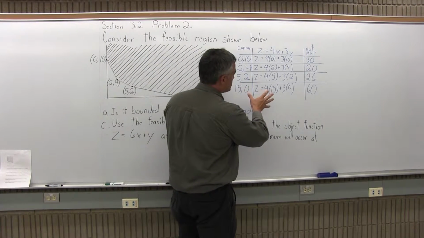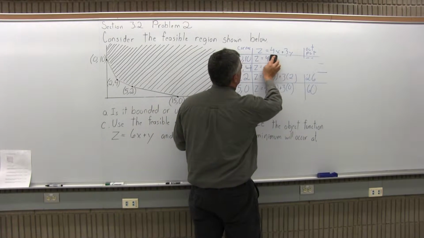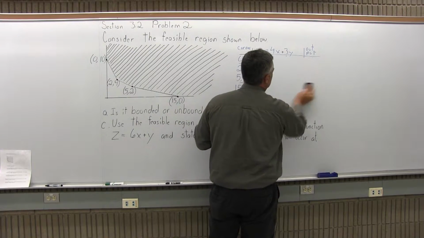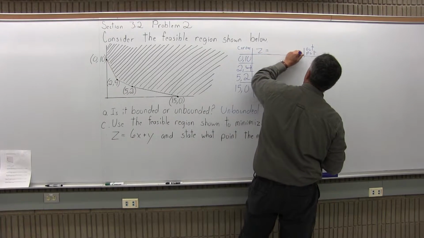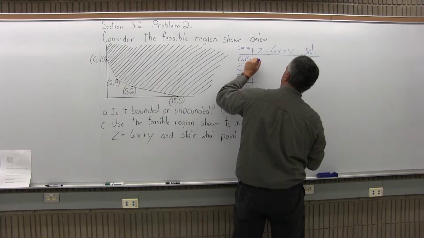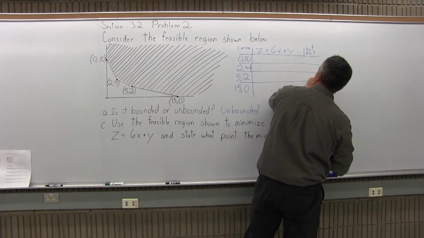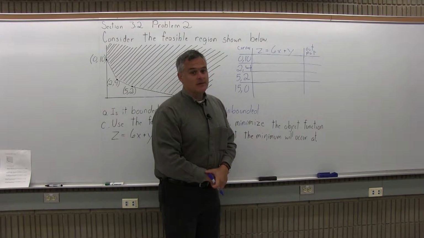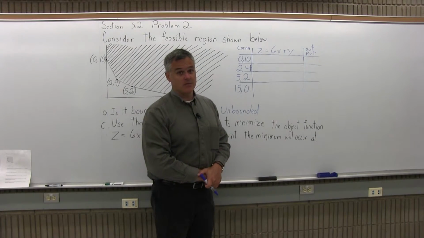I'm going to fill in the same chart with the same corner points, except my object function will be a little different. So I'm just going to erase the work that I did for the previous part. I'm going to change my object function, and I'll fill in this chart with the new object function for part C of 6x plus y.